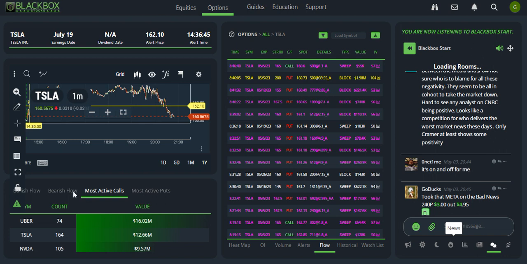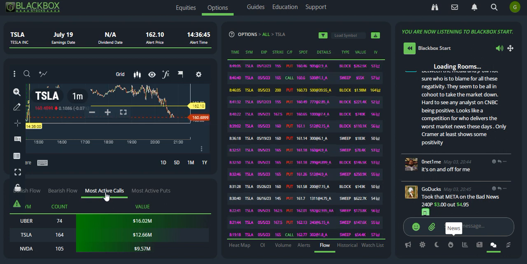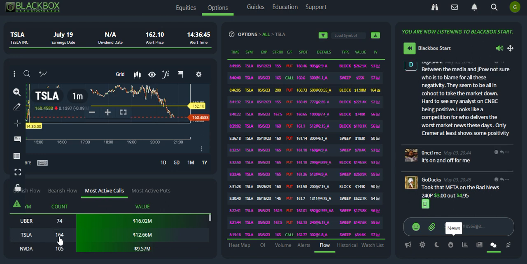So here's another great tool as well. So these are the most active call options today. So obviously Tesla, very active today on the call options, 164. So this is the traders talking. So total value of $12.66 million in premium have been paid for Tesla contracts, and the most active puts today.